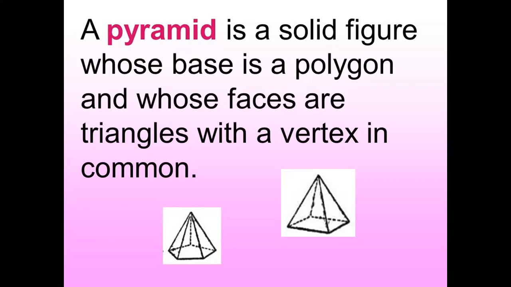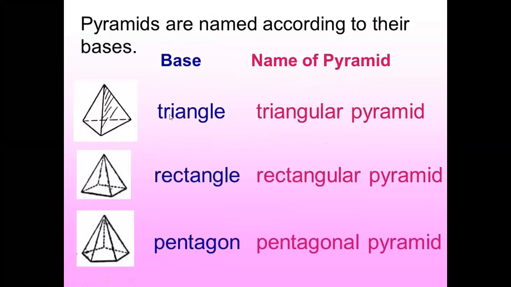Okay? Also, we name the pyramid by the name of its base, the same idea as the prism. For example, this pyramid's base is a triangle, so it will be a triangular pyramid. This one is a rectangle, so it will be a rectangular pyramid. This one is a pentagon.